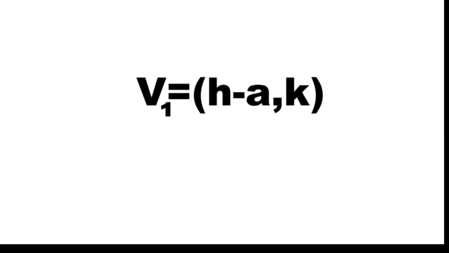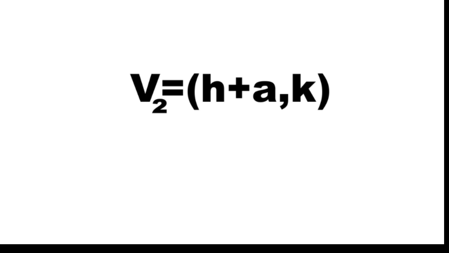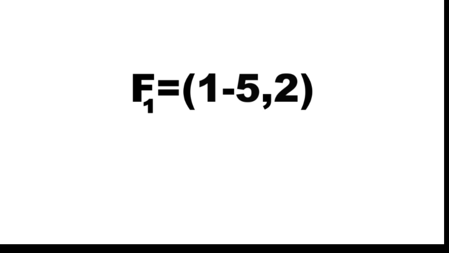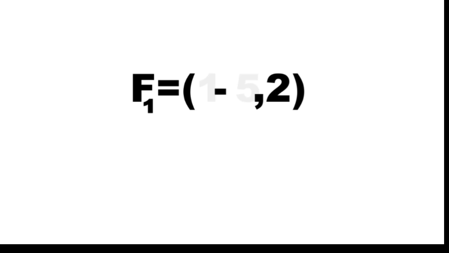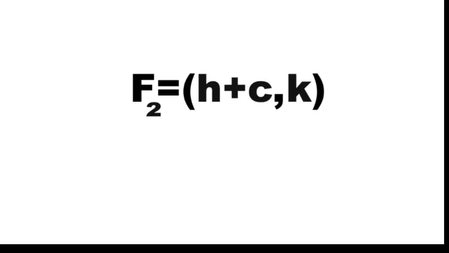So the center h, k is 1, 2. The first of the two vertices, v sub 1, is h minus a, k, which is 1 minus 3, so v sub 1 is negative 2, 2. And v sub 2 is h plus a, k, so 1 plus 3, so v sub 2 is 4, 2. The first of the two foci has the coordinates h minus c, k, so f sub 1 is 1 minus 5, so f sub 1 is negative 4, 2. F sub 2, the second focus, has the coordinates h plus c, k, so f sub 2 is 1 plus 5, so f sub 2 has the coordinates 6, 2.